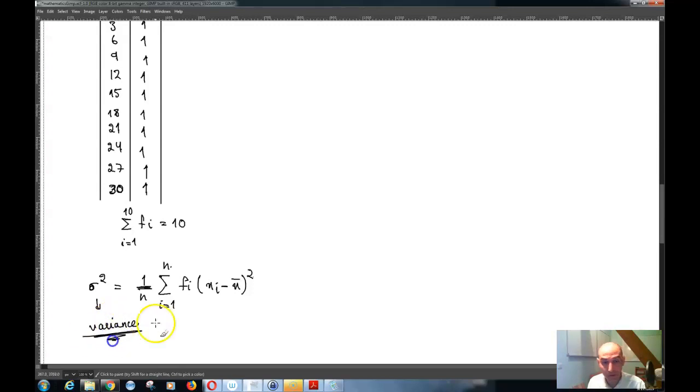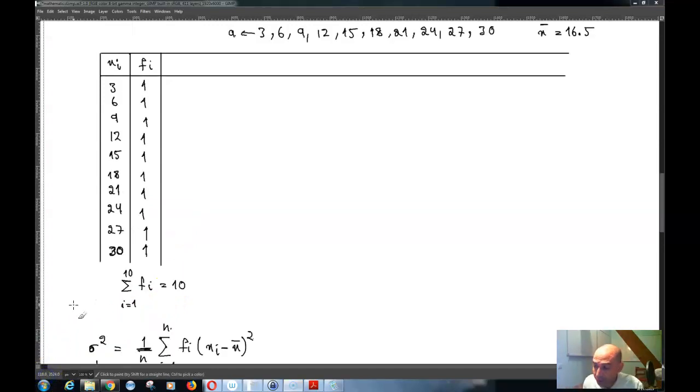That is your variance. So let's see if we can find the variance of this data. Okay, so now in order to calculate variance, I need x of i minus x bar and then square it. So I need to calculate it here, x of i minus x bar whole squared.